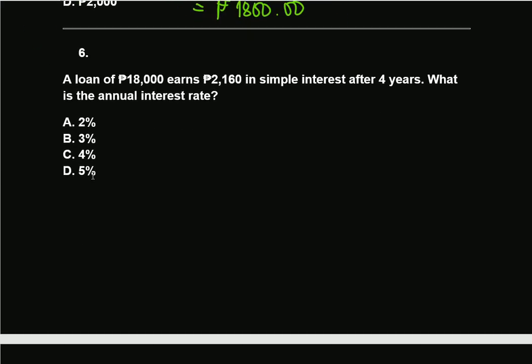And number 6, a loan of 18,000 earns 2,160 in simple interest after 4 years. What is the annual interest rate? Okay, so they are asking for the interest rate. So again, when it's rate, automatically you have division in it. So we'll have interest over principal times time. Then since again, rate is times 100. So our interest here is 2,160, principal 18,000, time will be 4 years.